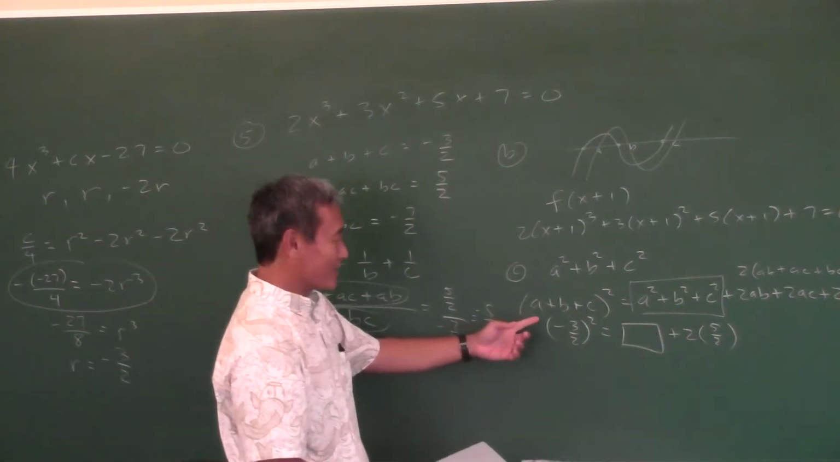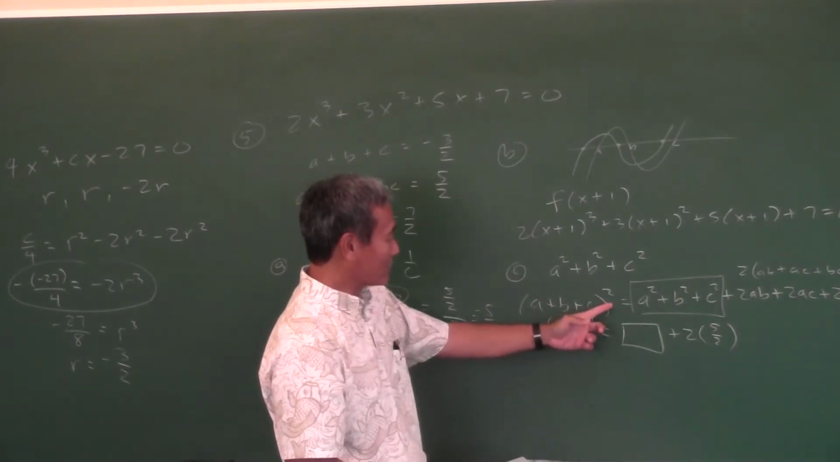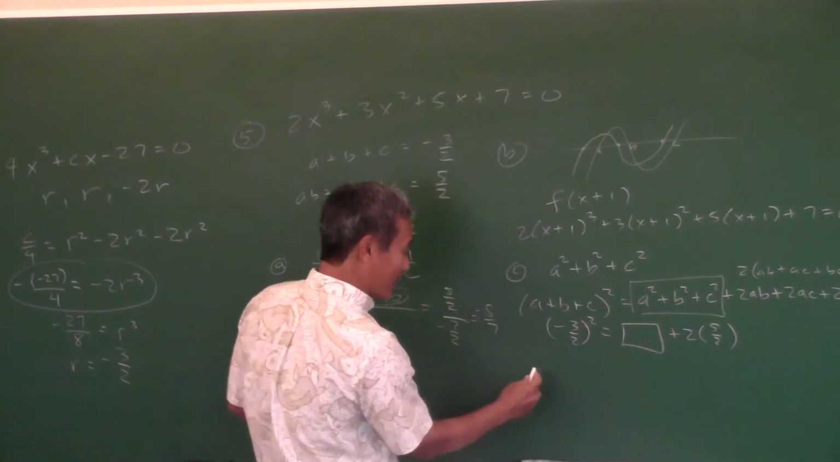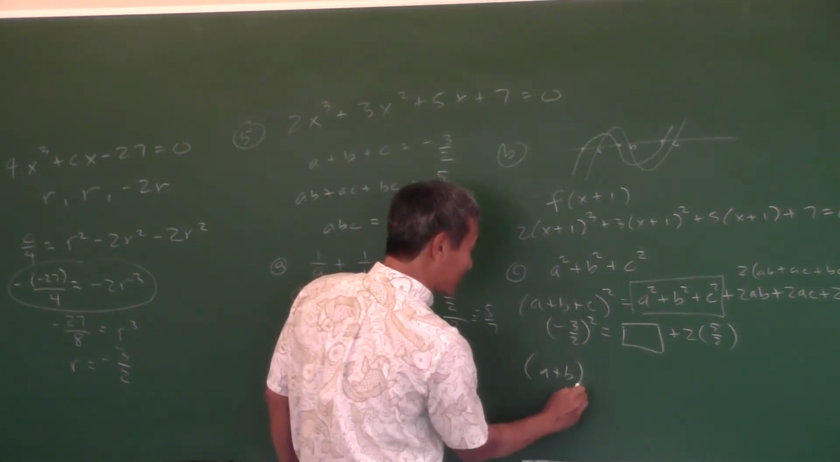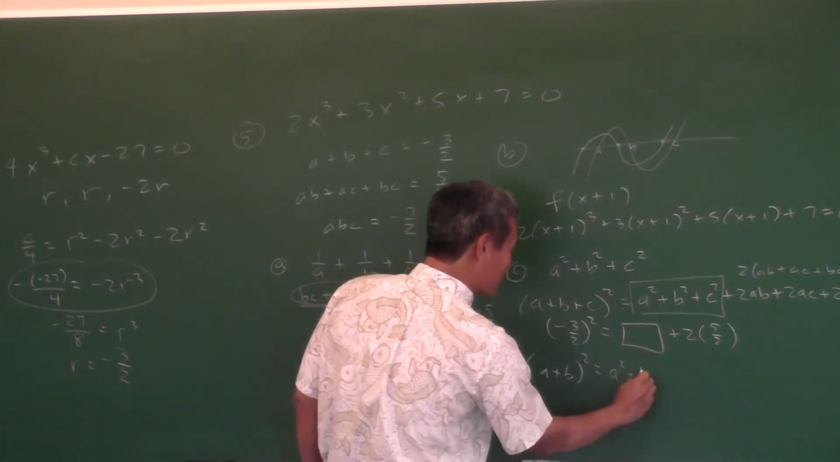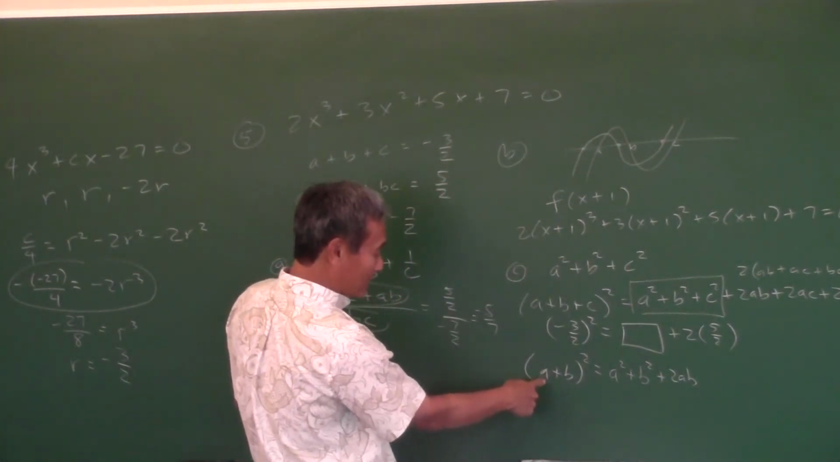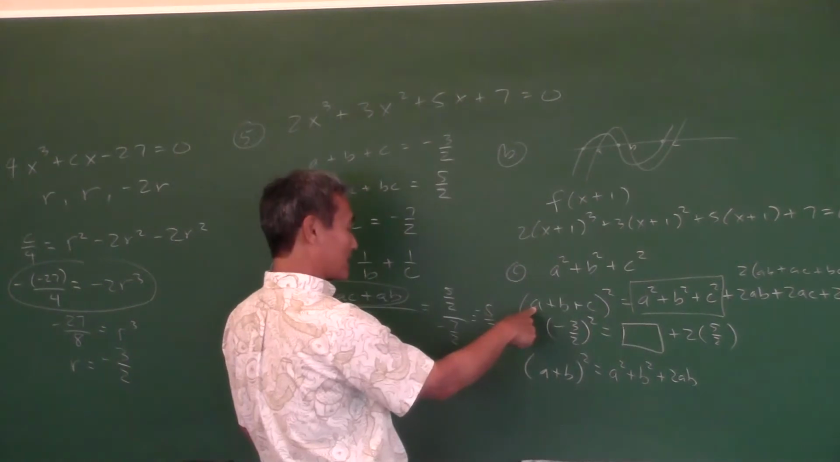Anyway, have you ever seen this before? A plus b plus c quantity squared is this plus that. That's just an extension of this, you know. A plus b quantity squared is equal to a squared plus b squared plus 2ab, right? You guys know this from Algebra 1. That's just an extension of it.